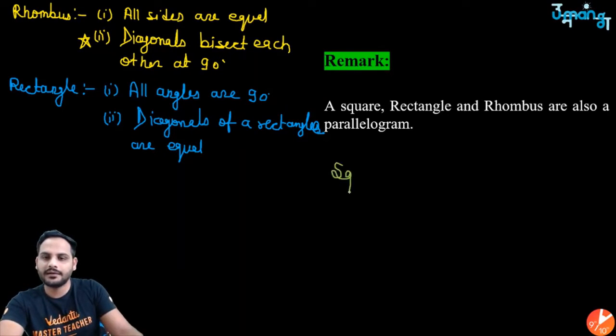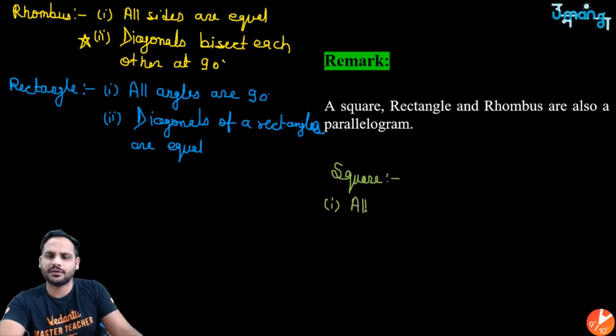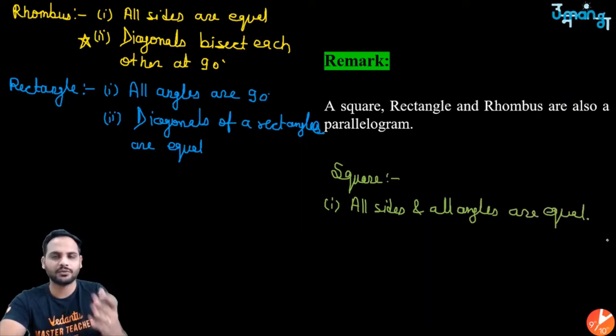A square will follow the properties of both the rhombus as well as the rectangle. So one thing, in the definition we know, all sides and all angles are equal. So this can come as a true and false.